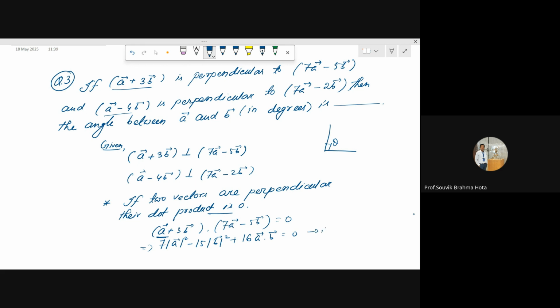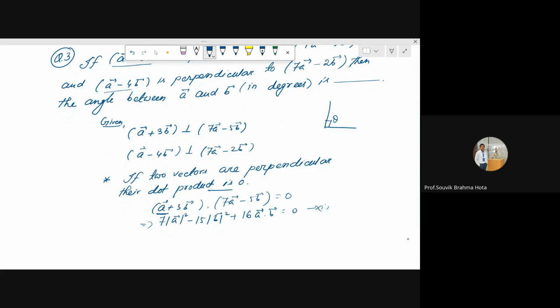This is equation 1. And from the second pair of perpendicular vectors, the expression would be a minus 4b dot 7a minus 2b, and that should be 0. Now for that also, 7a square plus 8b square minus 30 a b, sorry, 30 a dot b.